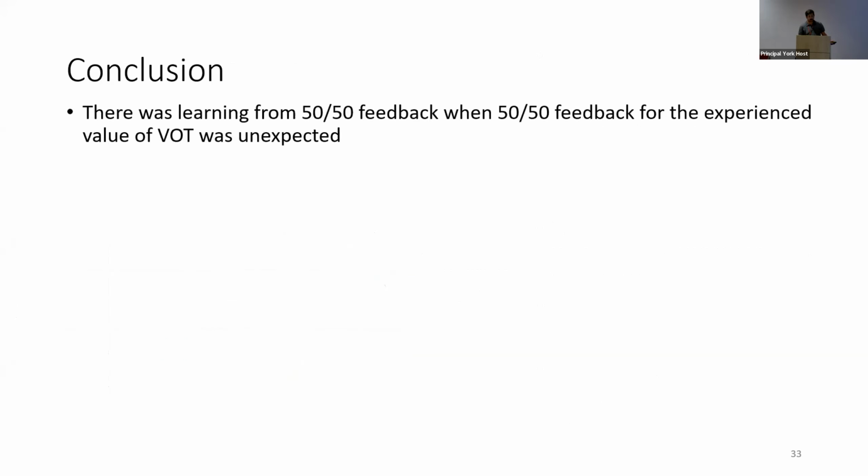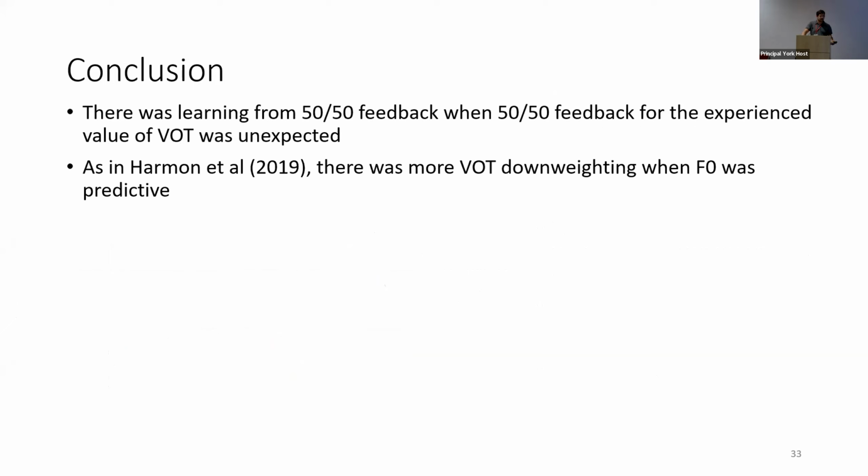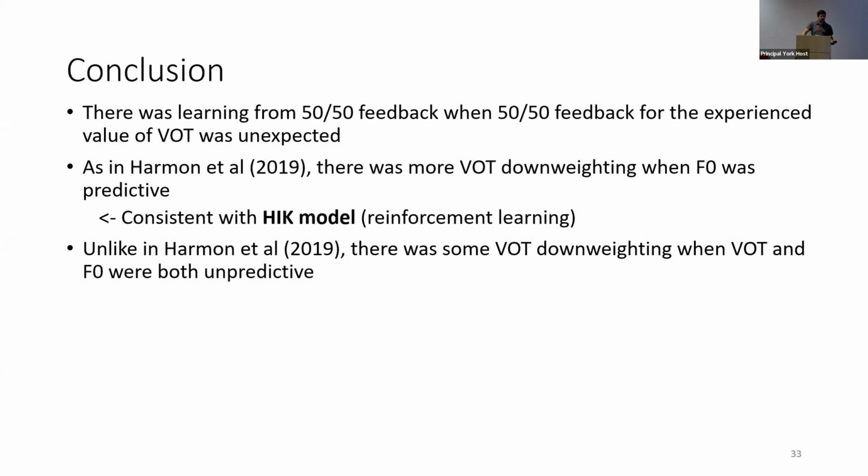So in conclusion, there was learning from 50-50 feedback when this 50-50 feedback was unexpected for the experienced value of VOT. So for 5 and 45, they learned from random feedback that those values of VOT are not as favorable to PA and BA respectively. And as in our previous study, we saw that there was more VOT downweighting when F0, a secondary Q, was predictive of the feedback. This is consistent with our reinforcement learning model.